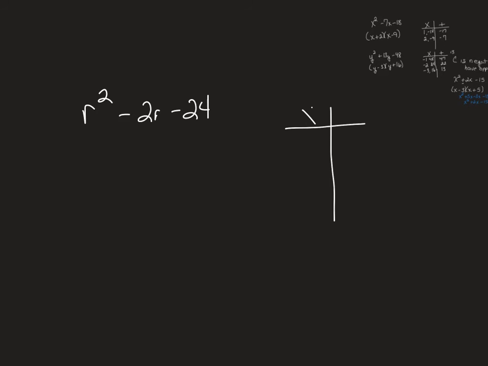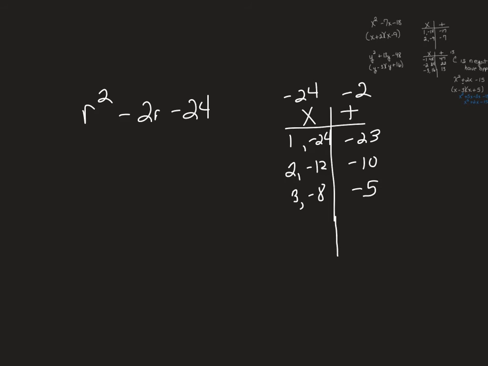So we need our factors of negative 24 that will add up to give me negative 2. So we could use 1 and negative 24. Well, that gives me negative 23. That won't work. We could use 2 and negative 12. That gives negative 10. That won't work. We could use 3 and negative 8. Well, 3 and negative 8 gives me negative 5. We could use 4 and negative 6. That gives me negative 2.